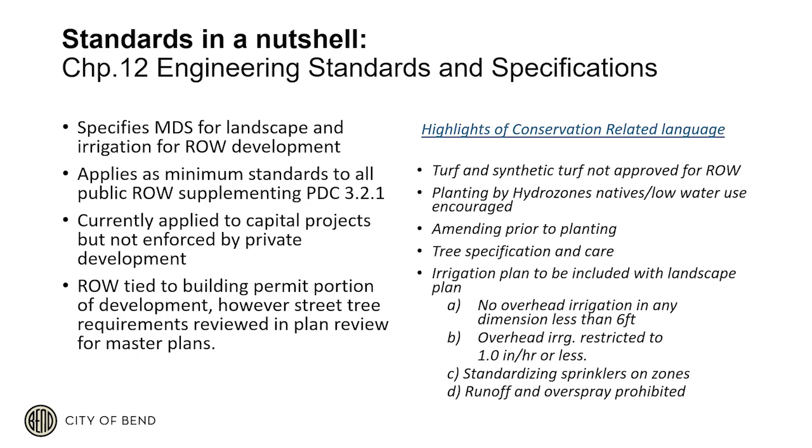And we do have code in our engineering standards and specs that I want to run through real briefly. So this is existing language. There's our minimum design standards for landscapes and irrigation in our right-of-ways. It applies to all right-of-ways, but is currently only being enforced in capital projects. Can you explain what that means, Dan? So what's a capital project versus other projects?